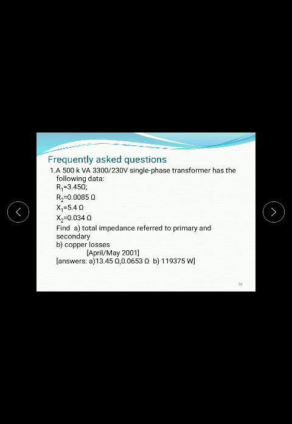Here are the frequently asked questions. These are the questions given, note them down and do the problems. A 500 kVA 33,000 by 230 volt single phase transformer has the following data: R1, R2, X1, X2 as given. Find the total impedance referred to primary and secondary, and also determine the copper losses.